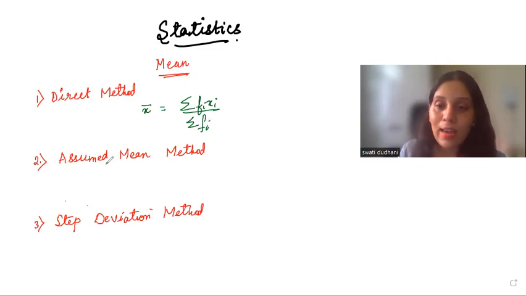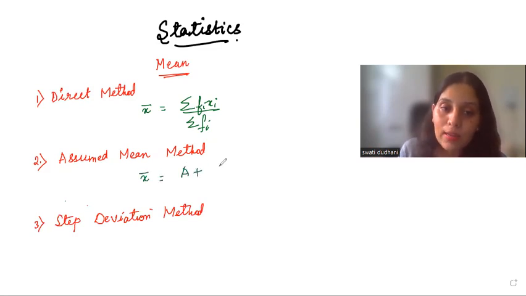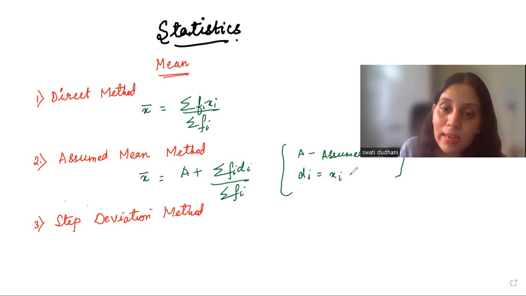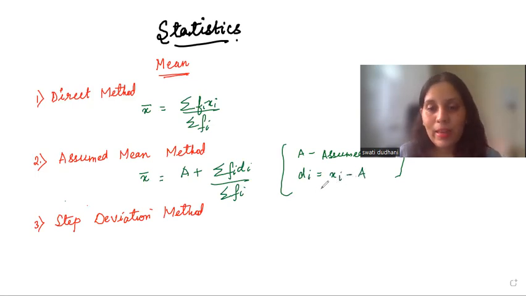Now, on the other hand, assumed mean method: x bar is equal to a plus sigma fi di by sigma fi. Here a is the assumed mean, and di is basically xi minus a. x is the class mark, a is the assumed mean.